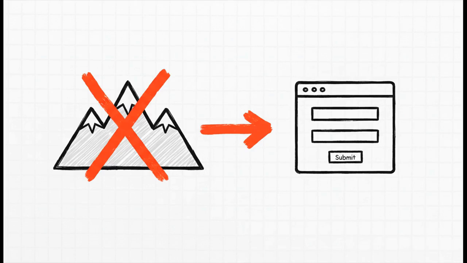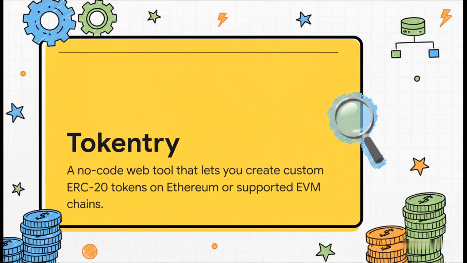But what if you could just skip all that? Imagine taking all that stress, all that complexity we just talked about, and just throwing it out the window. What if the whole process was as simple as filling out a form on a website? And that's exactly where Tokentry comes in. It's a no-code tool that lets you build and deploy your own custom ERC20 tokens. It handles all the complicated, scary coding stuff in the background using secure, pre-audited templates. So you get to focus on the fun stuff, like your token's identity, not the technical weeds.